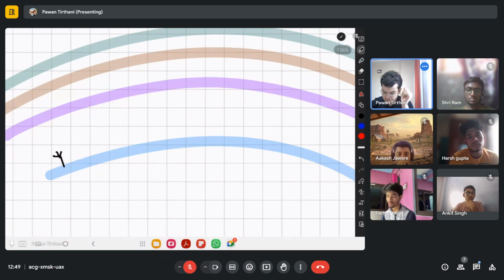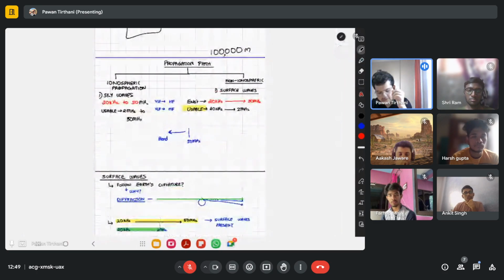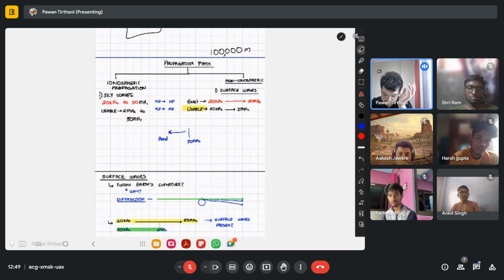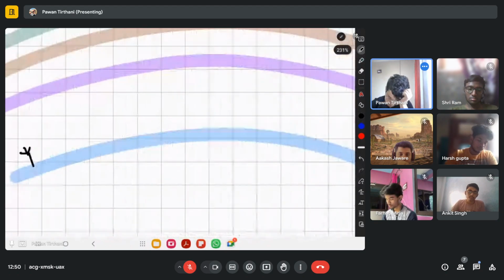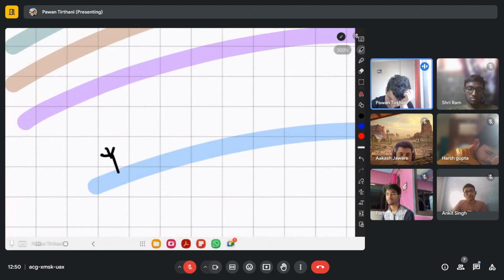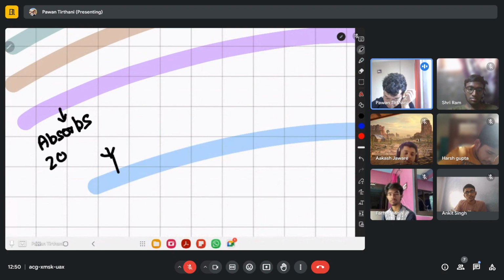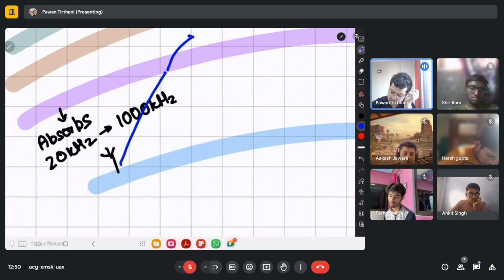Remember I told you, the sky waves can be present for n number of frequencies from 20 kilohertz to 50 megahertz, but we do not use it that much. Why? I'll tell you what happens. Whenever the wave goes up, the D layer has a property: it absorbs from 20 kilohertz to near about 1000 kilohertz. The wave does not even come back, it gets completely attenuated.